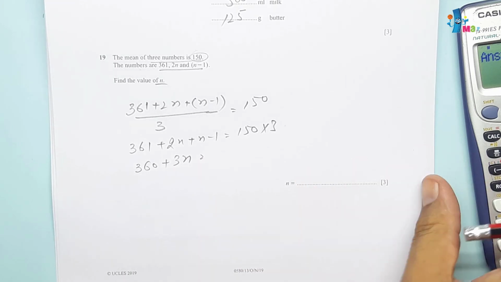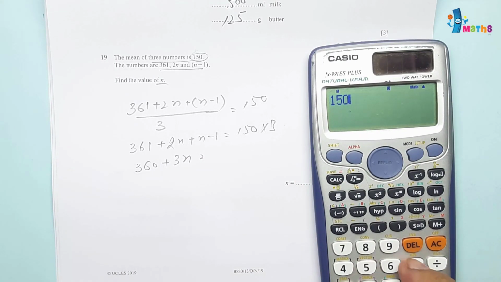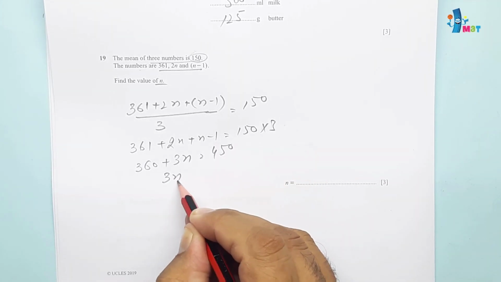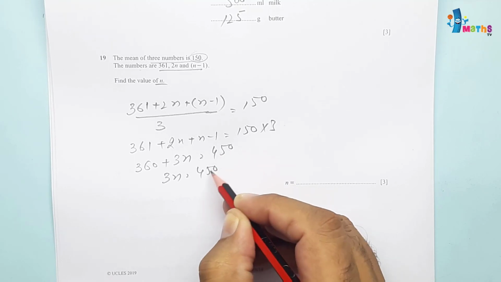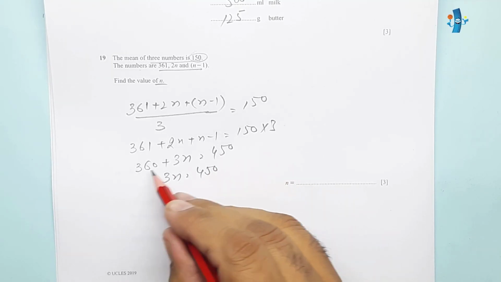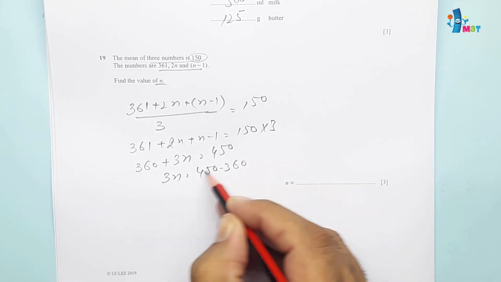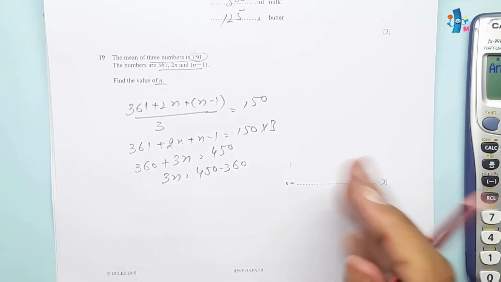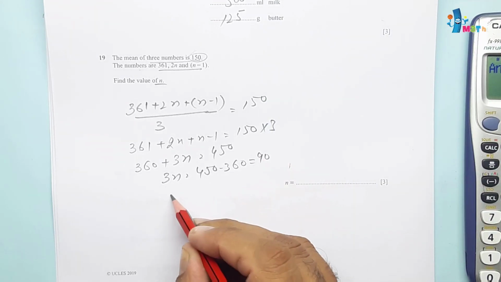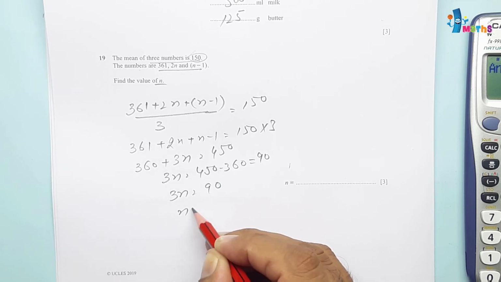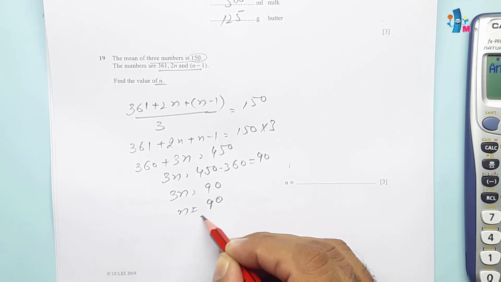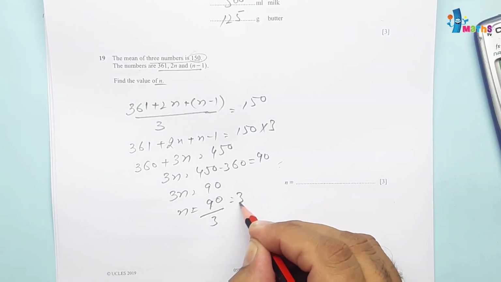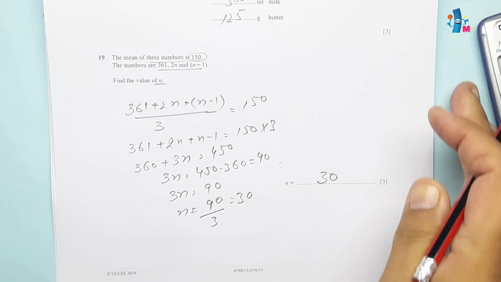3n is equal to 150 into 3, which will be 450. So we can write here 450. Now 3n is equal to 450 minus 360, we have shifted this 360 to this side. So 450 minus 360 will be equal to 90. So 3n is equal to 90, n will be equal to 90 over 3, and 90 divided by 3 is 30. So our answer n will be equal to 30.